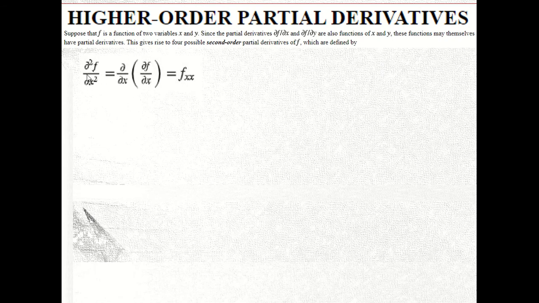Here, read it as the second partial derivative of f with respect to x, denoted in this symbol, which is equivalent to, so we have here the first partial derivative and we take the partial derivative again. So we have the first partial derivative of f with respect to x, and then we take the partial derivative of this again with respect to x. In symbol, this is noted by this.